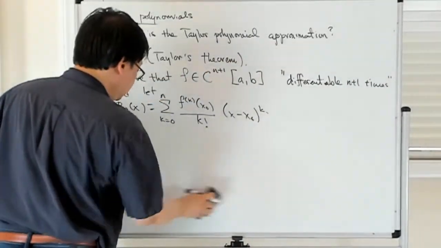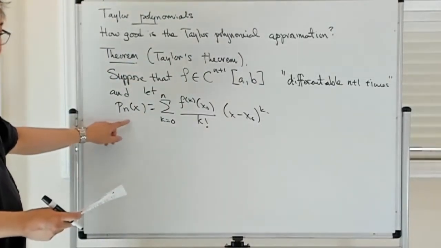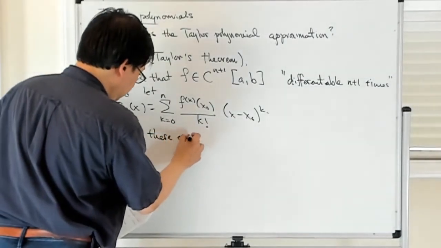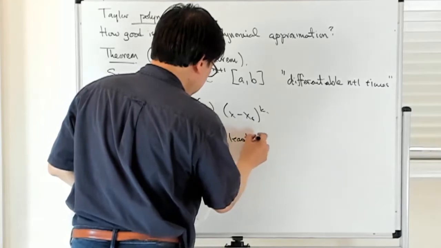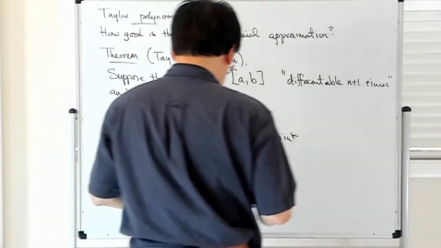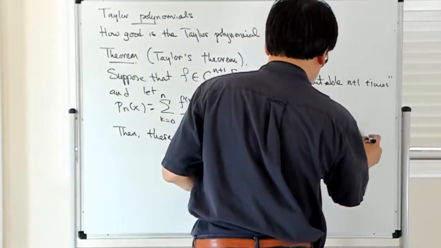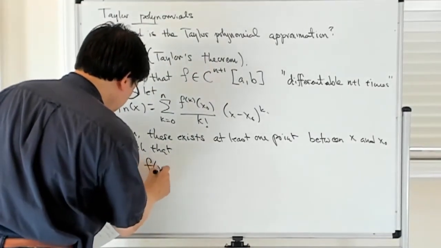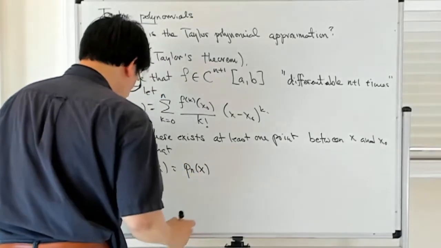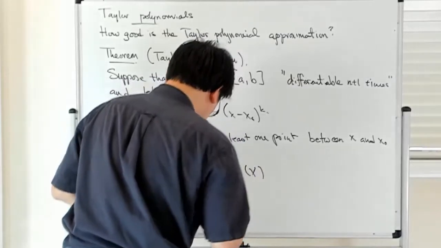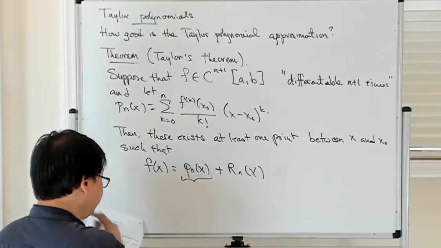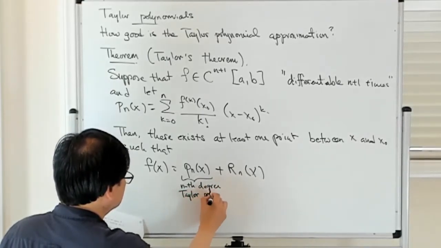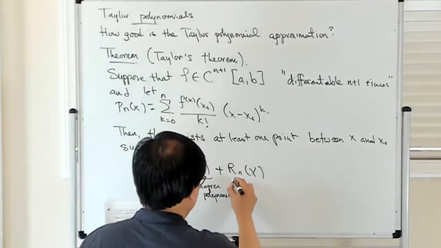So what you want to do then is characterize the error between Pn of x and f of x. Then the claim is that there exists at least one point between x and x0 such that f of x is equal to Pn of x plus Rn of x, where Pn of x is your nth degree Taylor polynomial, and Rn of x is the remainder term.